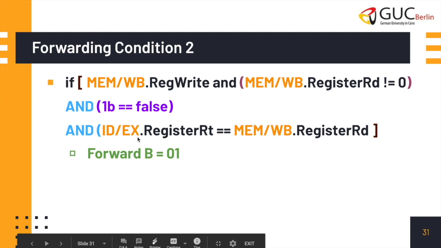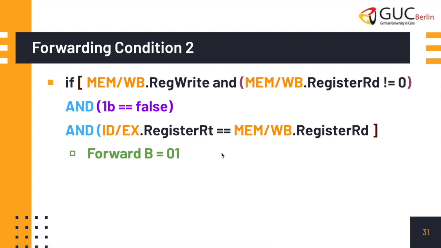The same occurs to 2b, but 2b is concerned with register RT, so we are concerned with forward b. Here, if RT is equal to what? RT of the instruction n+2 is equal to the RD of instruction n. So we need to make sure that condition 1b is false.